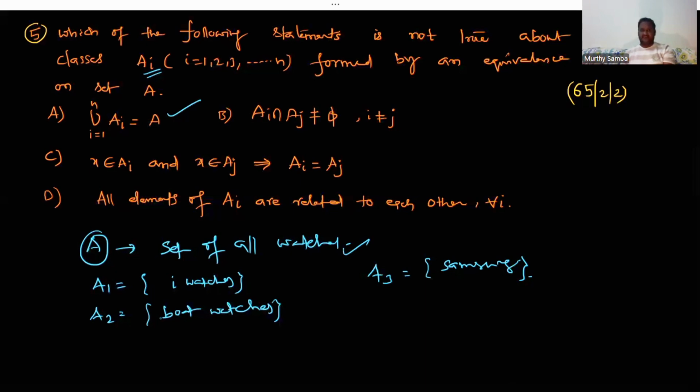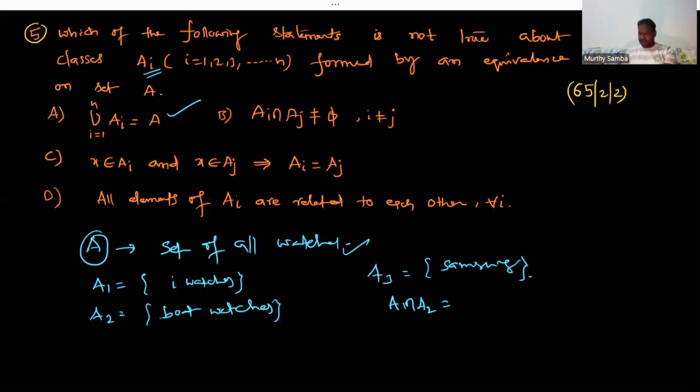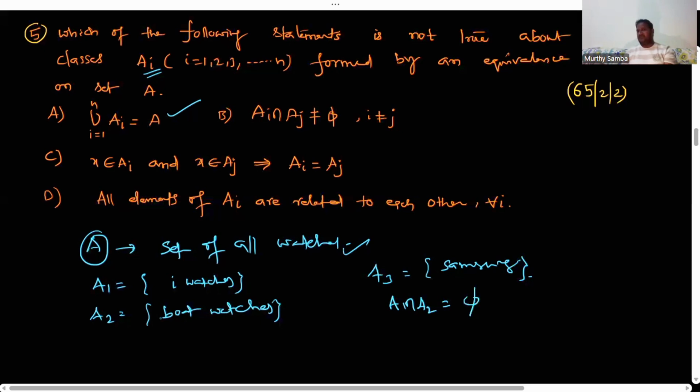A_i intersection A_j. If I find A1 intersection A2, what is A1 intersection A2? The set of all I watches and the set of all boat watches. Do you get any watch in between that belongs to both A1 and A2? No, you cannot. So A1 intersection A2 is equal to the empty set.